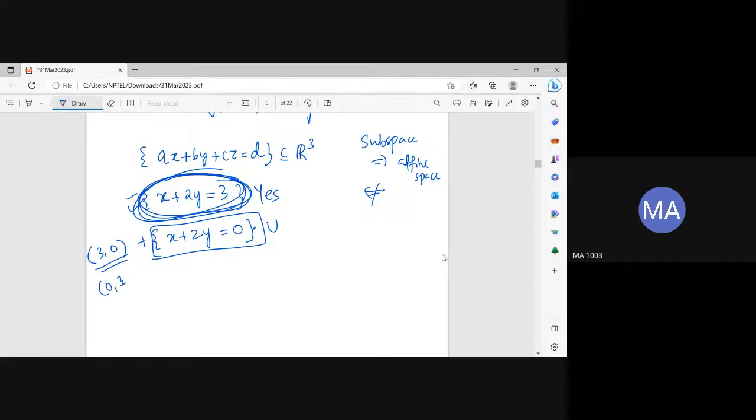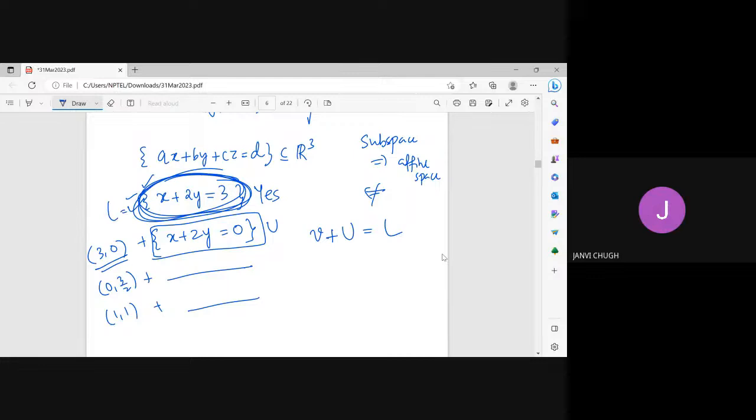You can take 0, 3/2 plus this. Or even 1, 1 will also give you 3, right? Yes, 1, 1. Any point on this line that will act as the V plus the subspace U is going to give you this L.